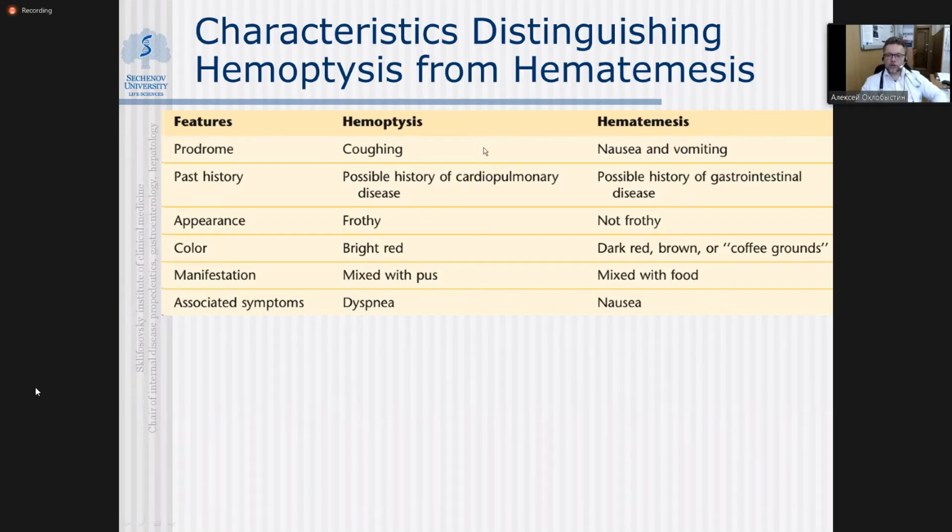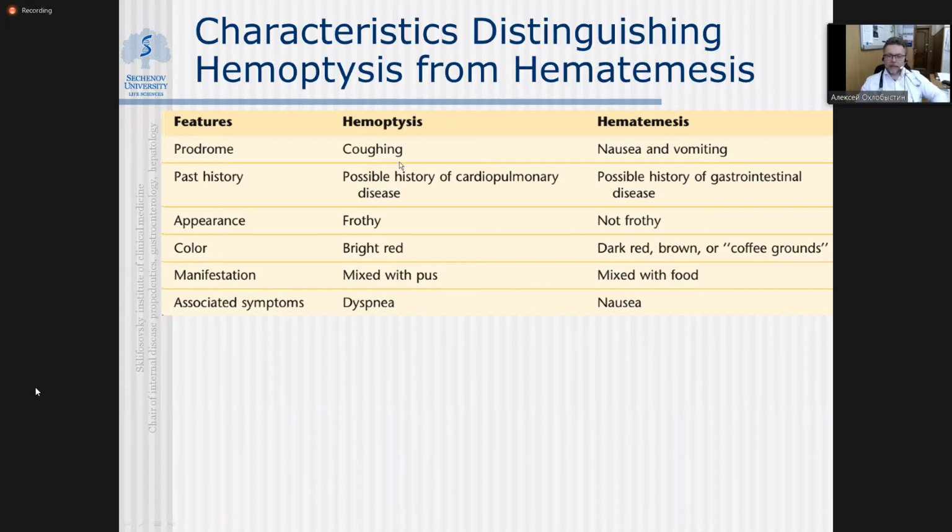Therefore, if you are sure that it's strictly hematemesis, it does not always mean that the patient has a digestive disease like esophageal or stomach bleeding. And if you're sure that it's hemoptysis, it's not always a respiratory disorder.